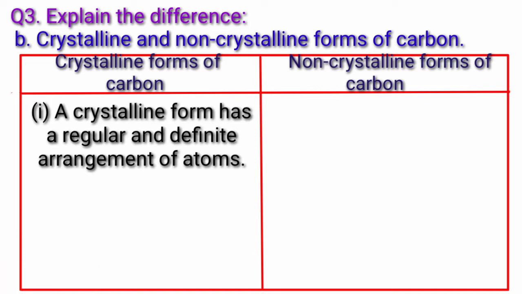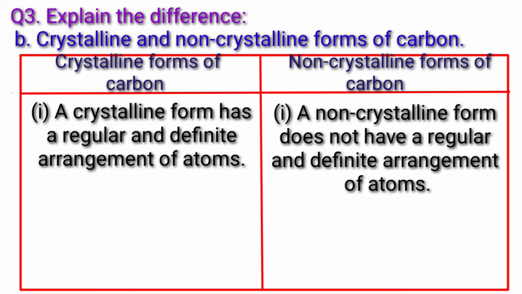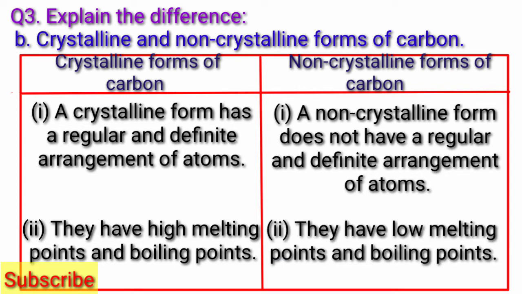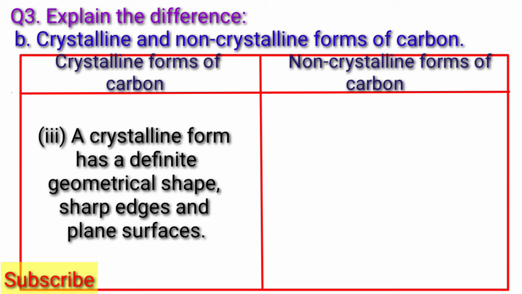A crystalline form has a regular and definite arrangement of atoms. A non-crystalline form does not have a regular and definite arrangement of atoms. 2. They have high melting points and boiling points. They have low melting points and boiling points. 3. A crystalline form has a definite geometrical shape, sharp edges, and plane surfaces.